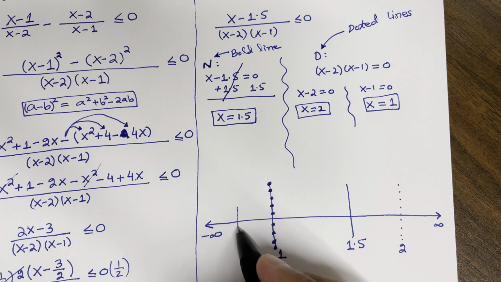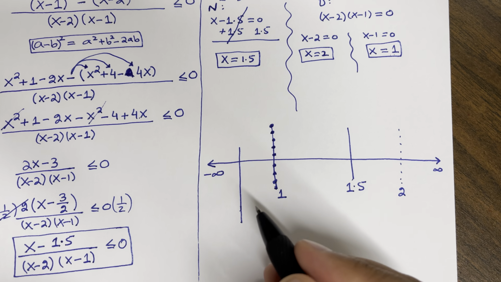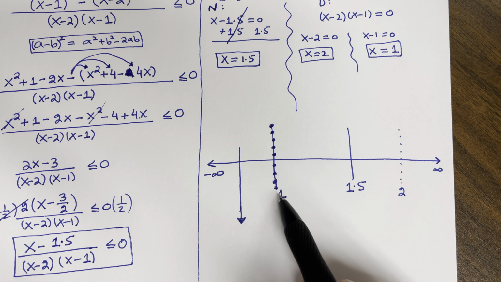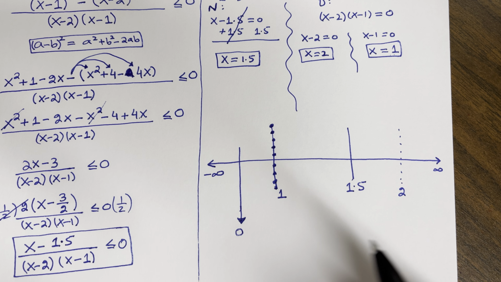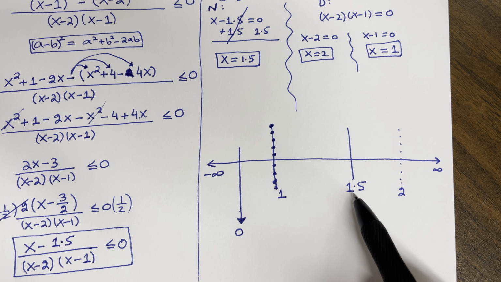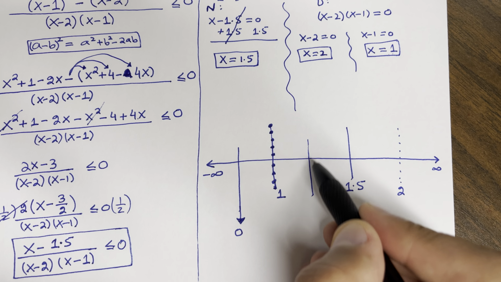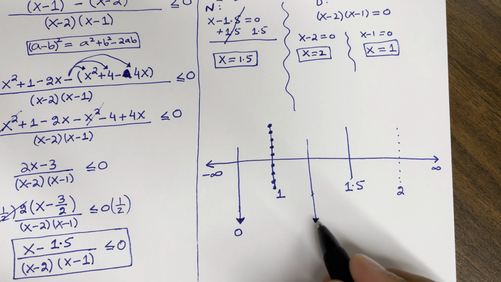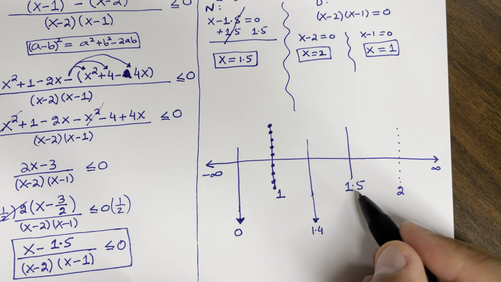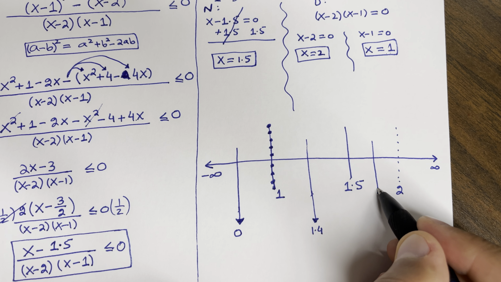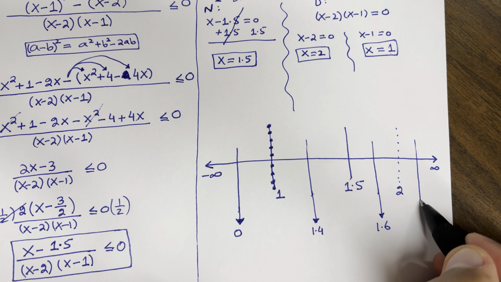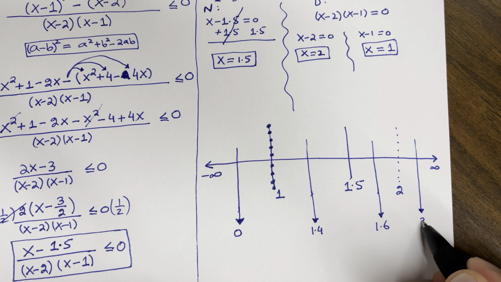And now we can pick any value. These values are called test values. So we can pick any test value from negative infinity to 1. I think 0 is the easiest to work with, that's why I'm picking 0 here. And any value from 1 to 1.5. I would like to pick 1.4. Again, it's up to you. Any value between 1 and 1.5 will work. Any value between 1.5 and 2, so 1.6 could work. And any value from 2 to infinity, so we can pick 3.